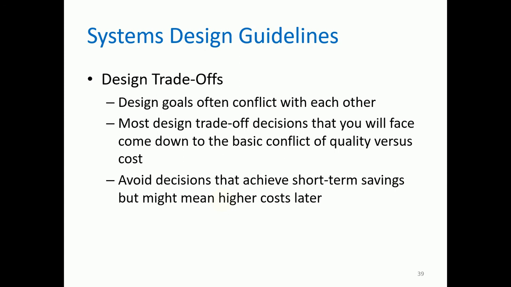And then avoid decisions that achieve short-term savings but might mean higher costs later. For example, not just from an IT perspective. Say you have rubber shoes, and you buy cheap rubber shoes, for example, 100 pesos, and it's not very durable. Since it is cheap, you're always changing rubber shoes, for example, every month. Every month for 12 months, so 100 pesos times 12, you have 1,200.